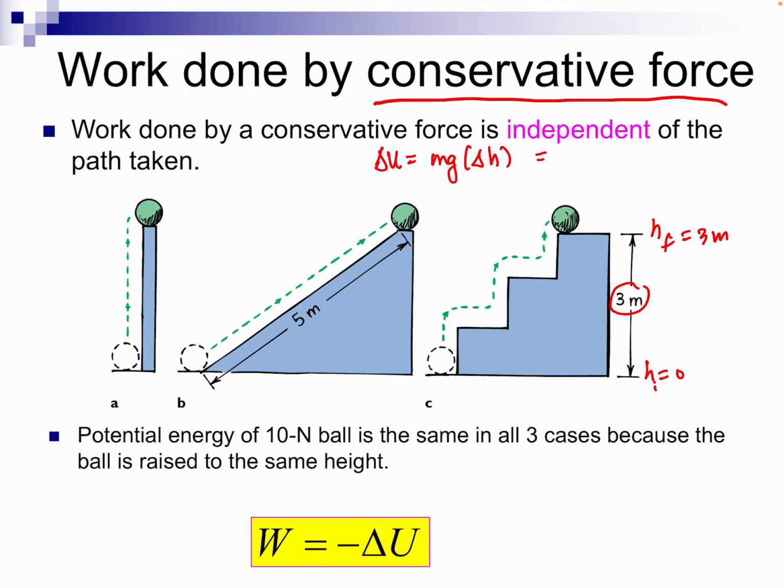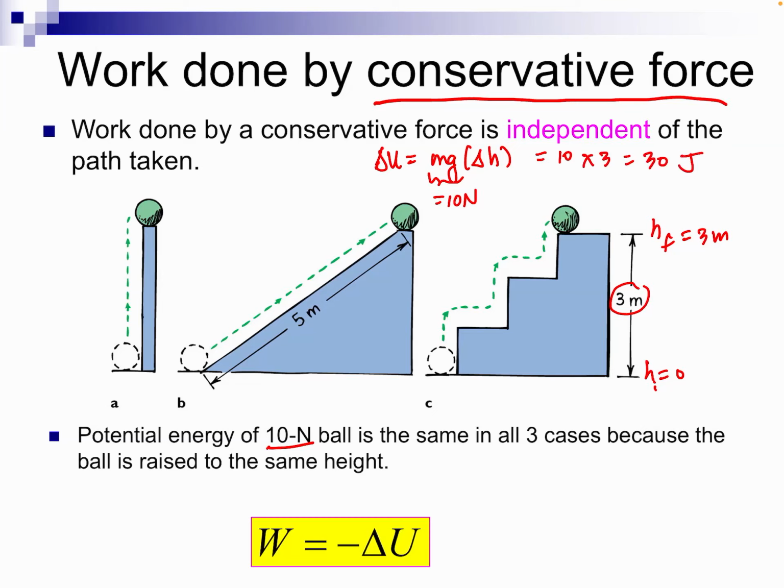Let's say it's a 10 Newton ball, so the weight of the ball is 10 Newtons, meaning mg is equal to 10 Newtons. So the change in potential energy of the ball when it goes from the ground, which we've chosen to be the reference height, to 3 meters will be 10 times 3, which is 30 joules.